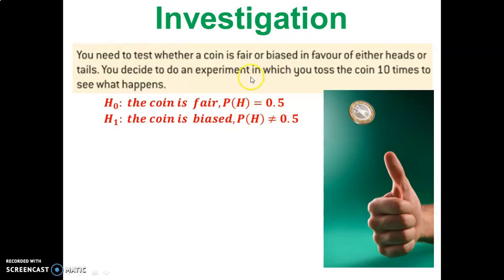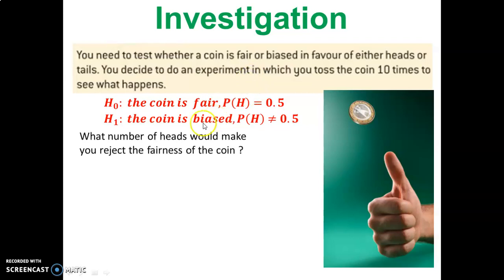Okay, so we toss the coin 10 times and see how many heads we get. So what number of heads would make you reject the fairness of the coin? In other words, the expectation is 5 heads, 5 tails. So if you get 5 heads, you can say, okay, I think that coin is fair. But what would be your limit? What would be that limit you would set? Like if you got 7 heads, would that be enough to say the coin is biased, or 8 heads?